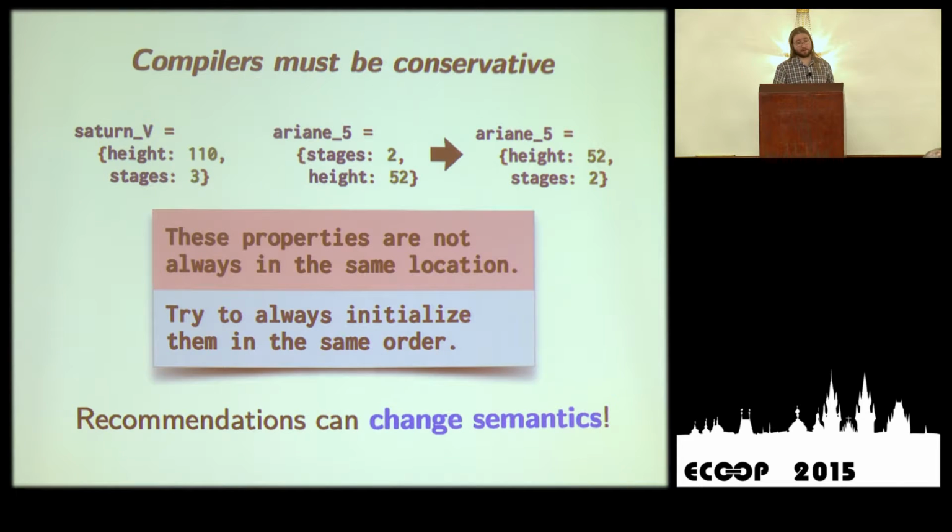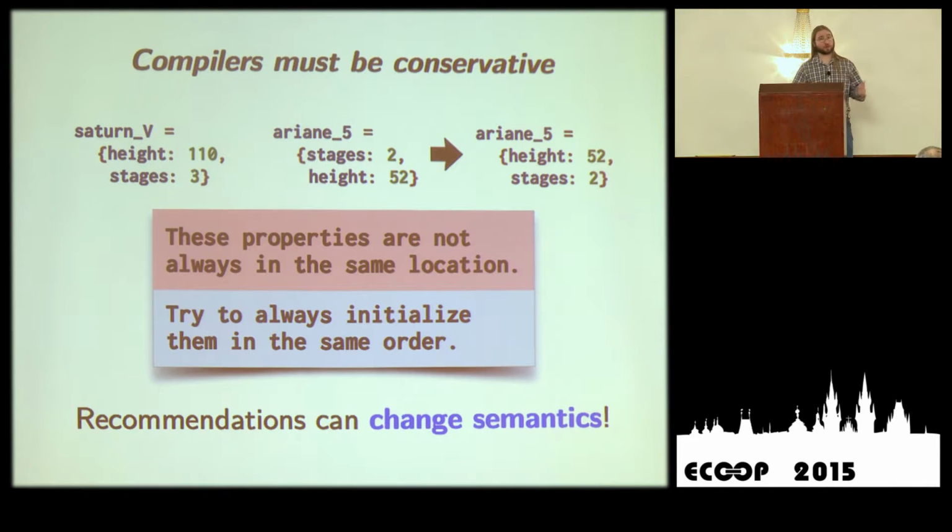Now, what if instead you had an optimization coach that could tell you, hey, wait a minute, you're not initializing these properties always in the same order, but if you were to do so, then good things may happen. Then you, as the programmer, can decide, was it actually intentional that I put these properties in different orders?